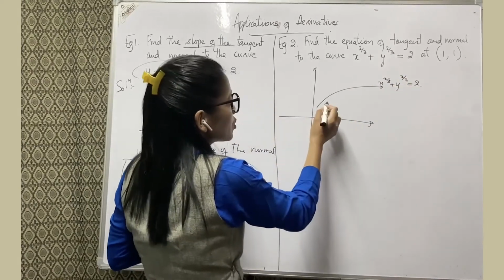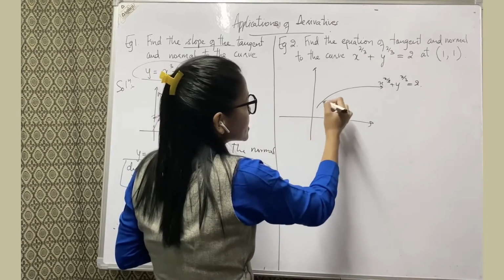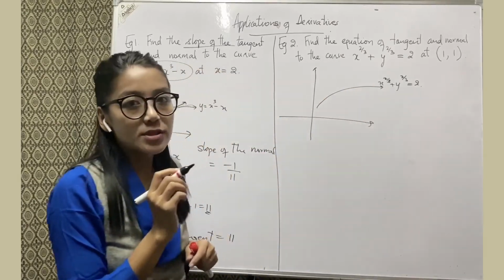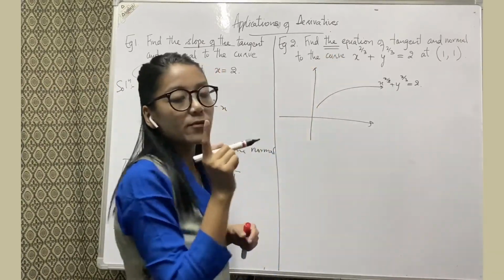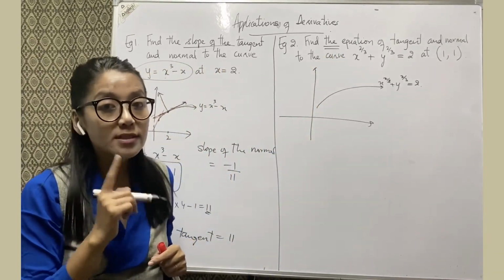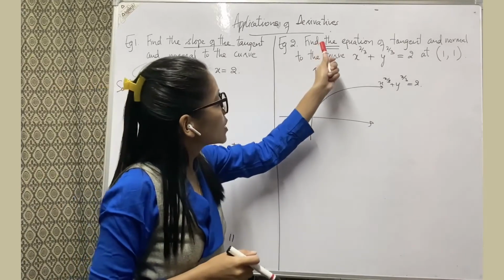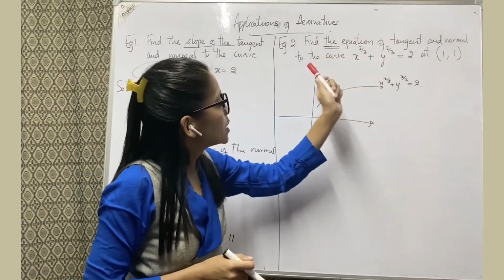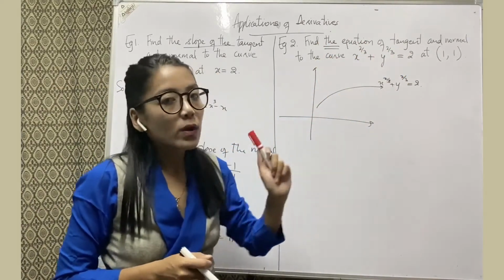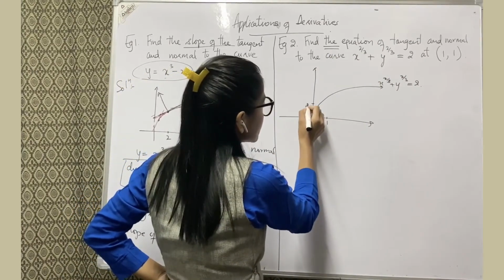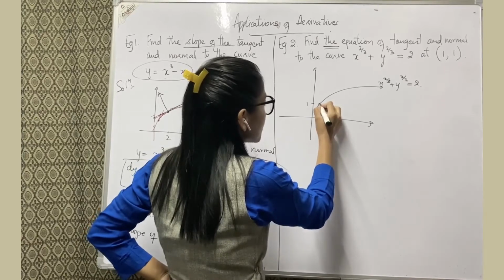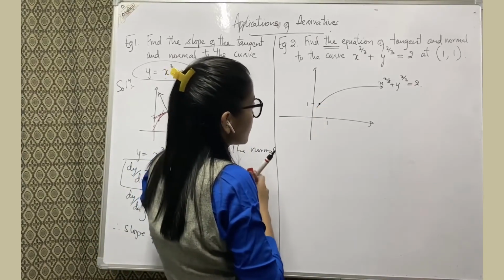Now the concept is the same. So on this curve you will have infinitely many tangents, right? So you have to find the equation. That means you are asked to find out the equation of a unique tangent. So you have to find out the equation of the tangent and normal to this curve at point 1, 1, right? So say 1 is here and 1 is here. So at this point you get a tangent, is it? Sorry, not here.